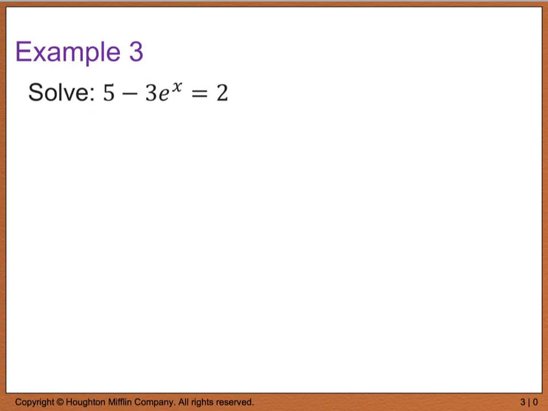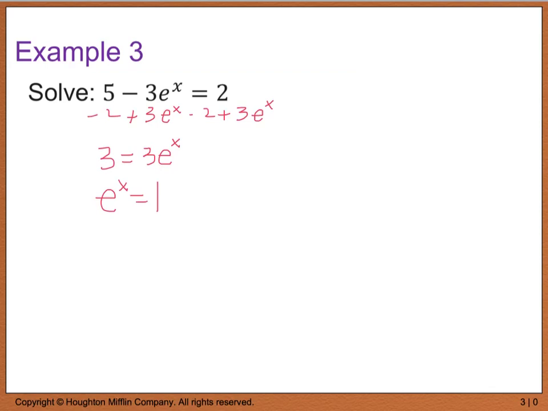Now example 3 says to solve 5 minus 3e to the x equals 2. Well, the first thing we're going to do, just to keep the e stuff positive, is add 3e to the x to both sides and subtract 2 from both sides. So what that gives us then is 3 equals 3e to the x. Then I'm going to divide everything by 3, and we have e to the x equals 1.